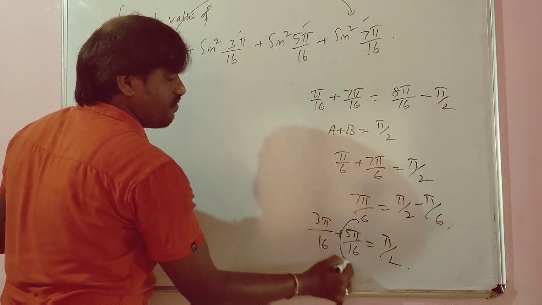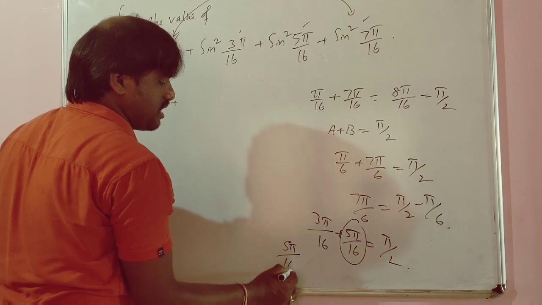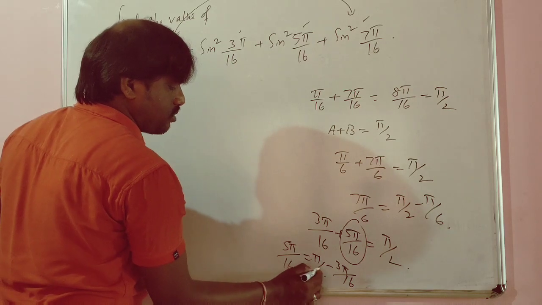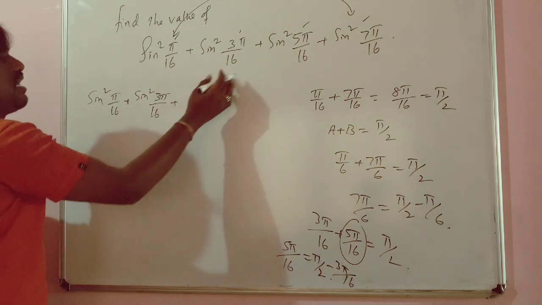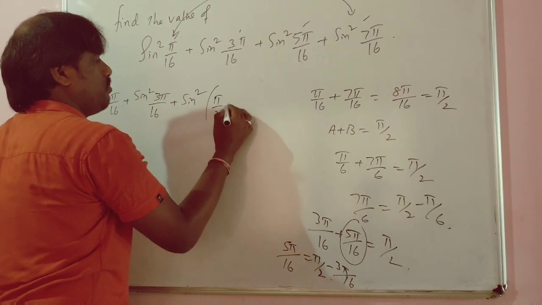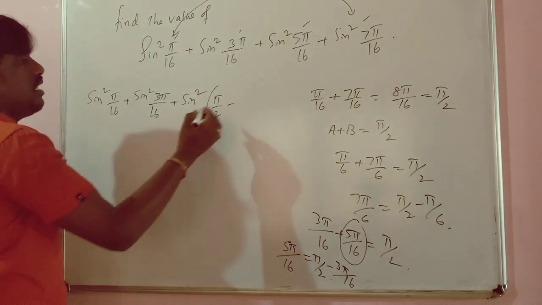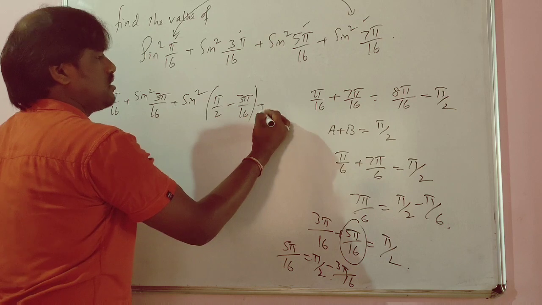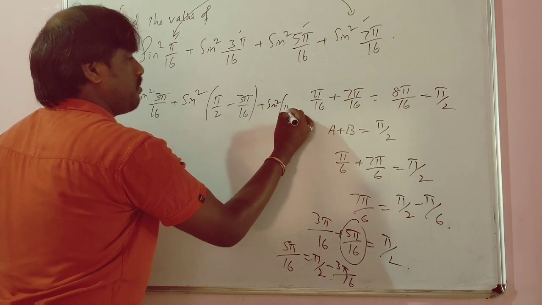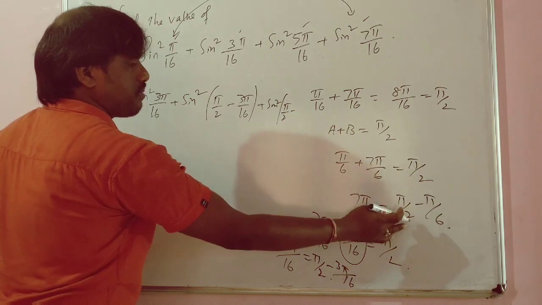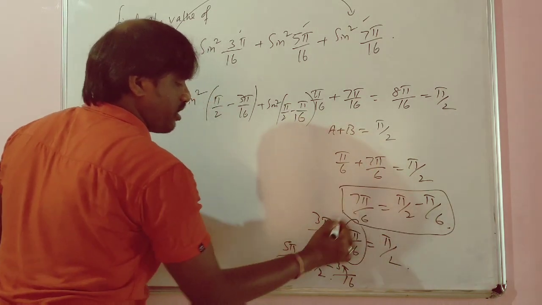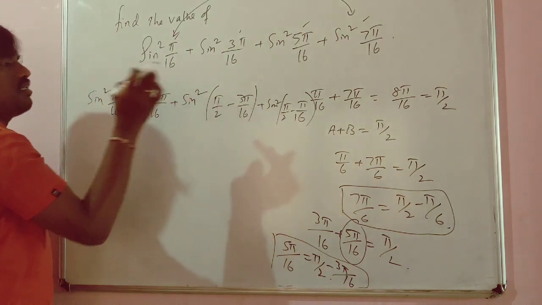So I can write 5 pi by 16 as pi by 2 minus 3 pi by 16. So this third term I write as sine square pi by 2 minus 3 pi by 16, plus this fourth term I can write as sine square pi by 2 minus pi by 16. I have taken these points and plotted the third and fourth terms.